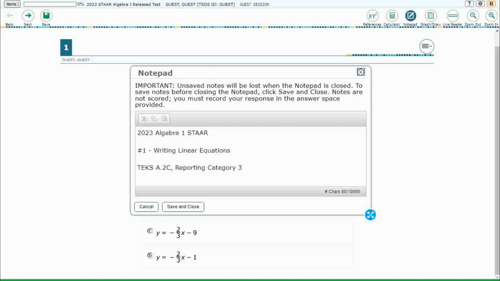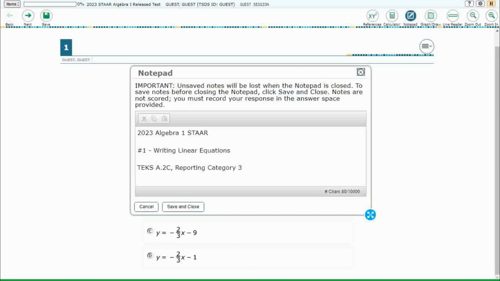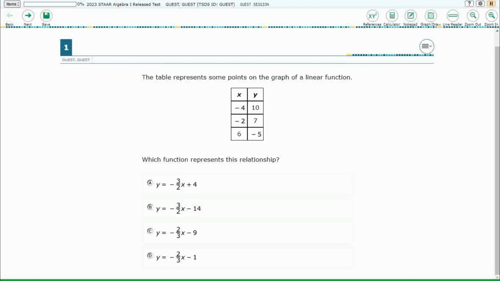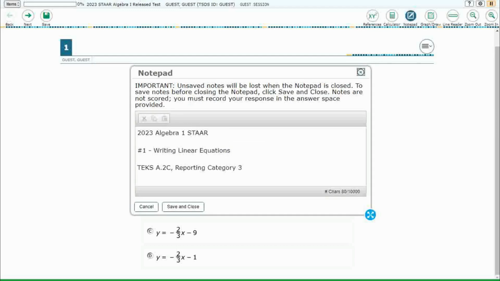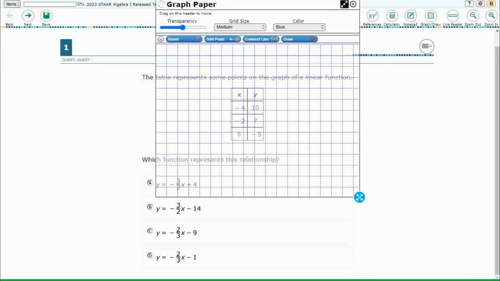So for problem number 1, we are looking at writing linear equations. This is TEKS 8.2c, reporting category 3. So we have a table here, and it's supposed to represent some points on a graph of a linear function. So the fact that we've got this linear function labeled for us here is going to be very helpful.